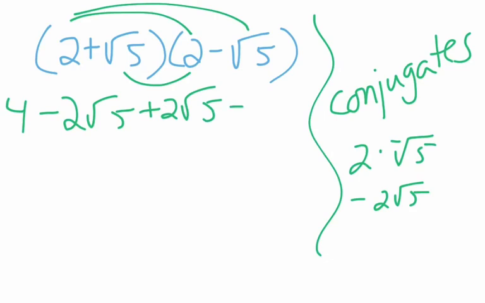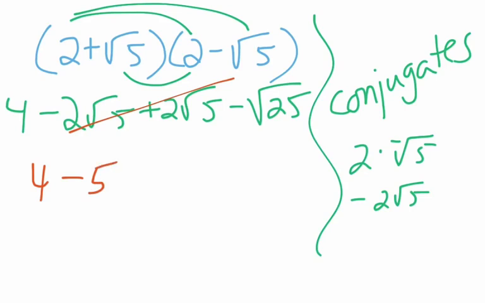And then minus the square root of 5 times the square root of 5, which is the square root of 25. What happens with conjugates, and it's why we love them so much, is the middle terms cancel out, because math is consistent, and this is what conjugates do. So minus 2 root 5 plus 2 root 5. There we go. And then the square root of 25 is 5, and we end up with 4 minus 5, which is negative 1. Note there is no square root anymore, just like when we multiplied complex conjugates, we didn't have any i anymore.